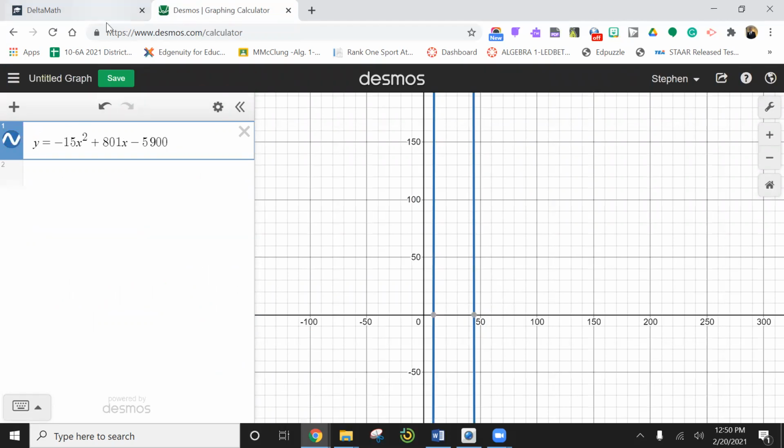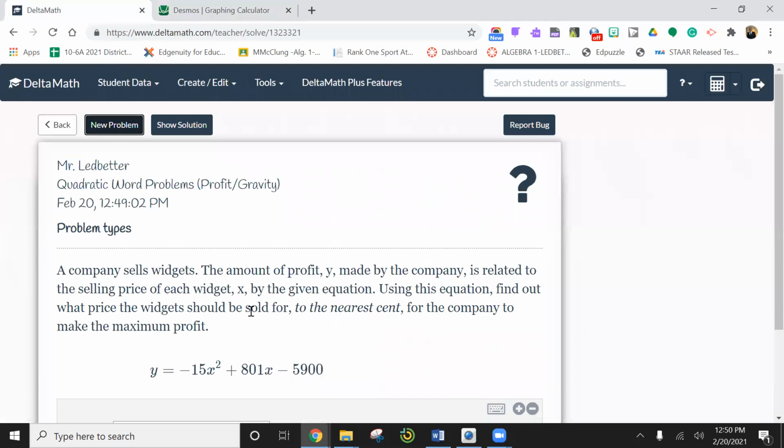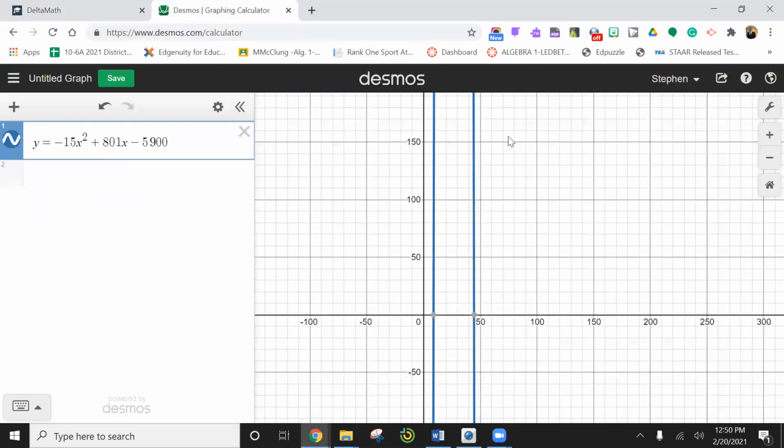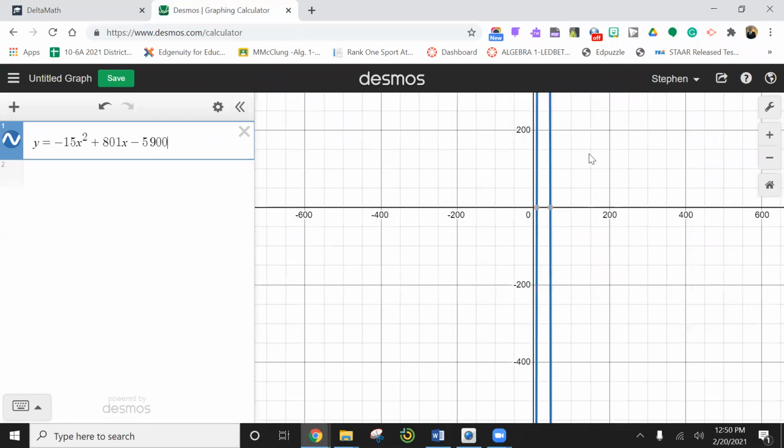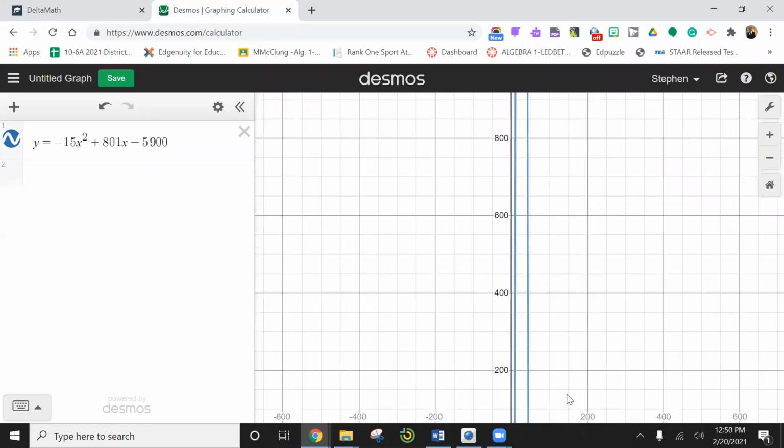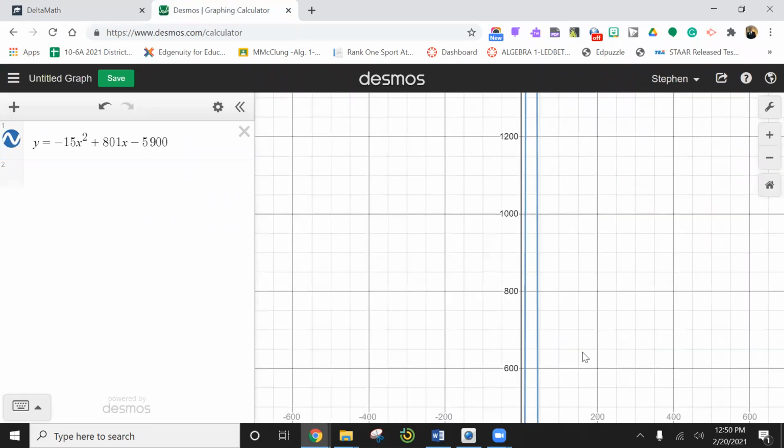All right, remember we have to read the question. I didn't read it well last time. Use the equation to find out what price the widgets must be sold for to make your maximum profit. Now, price has to do with the X value. So we have to look at the graph and find the maximum.